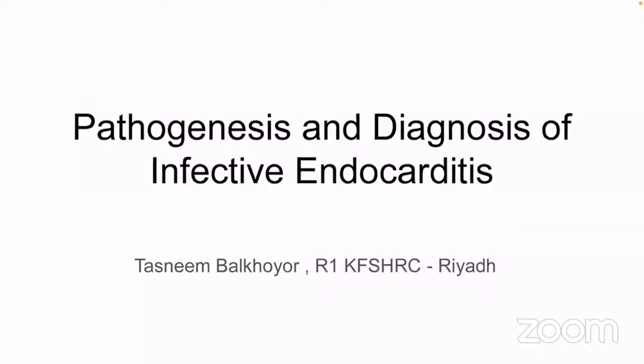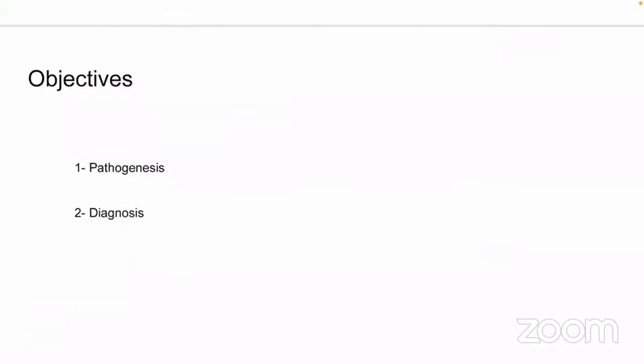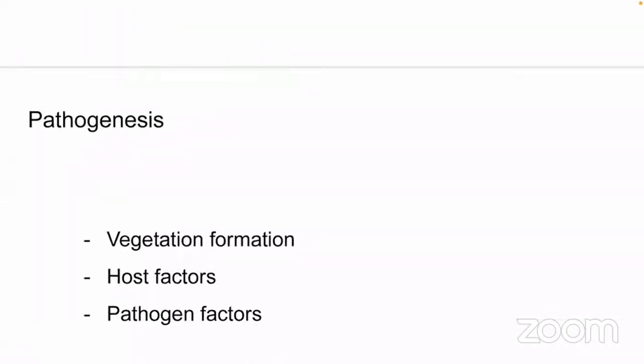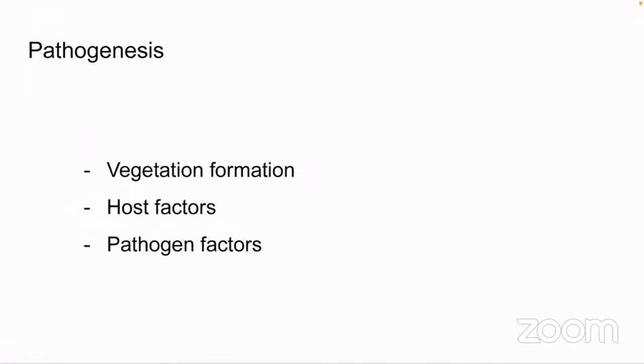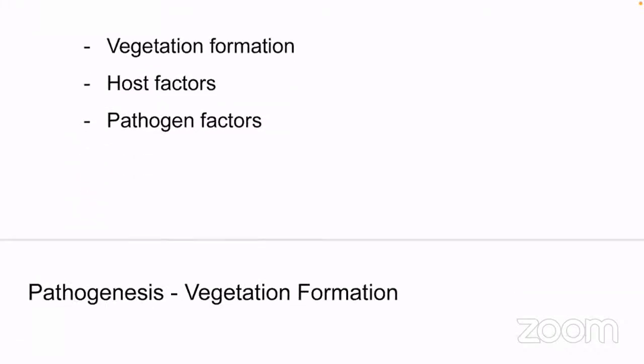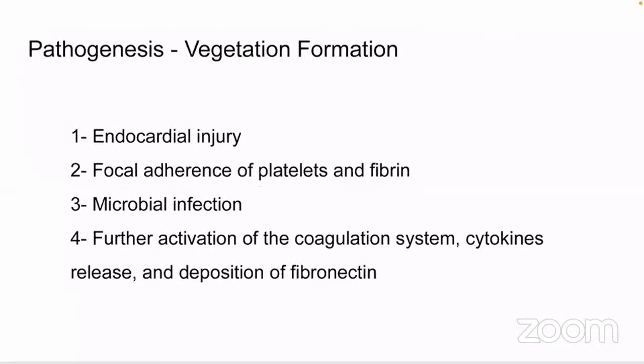So today I'm going to talk about pathogenesis and diagnosis of infective endocarditis. My objectives will be mainly about the pathogenesis and diagnosis. So for the pathogenesis, there are three main factors: vegetation formation, which I'm going to talk about first, and then host factors and pathogen factors. For vegetation formation, it usually starts with the endocardial injury, and then focal adherence of platelets and fibrin, microbial infection, and further activation of the coagulation system, cytokine release, and deposition of fibronectin.